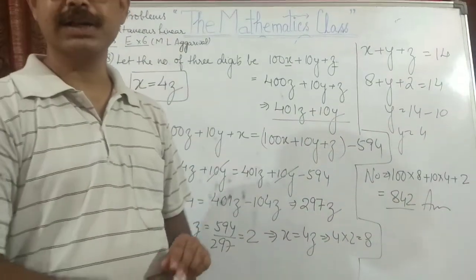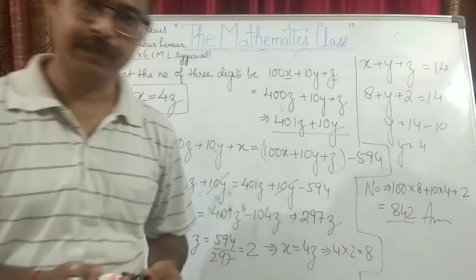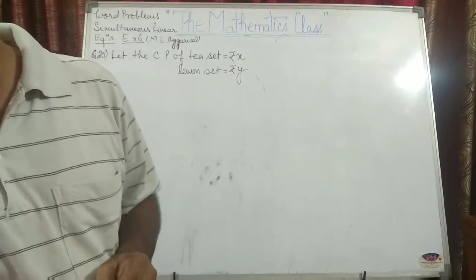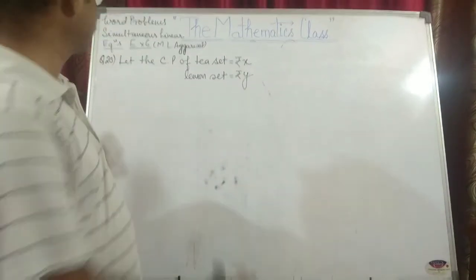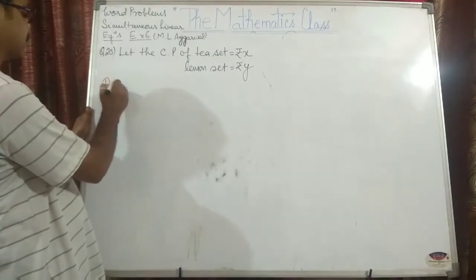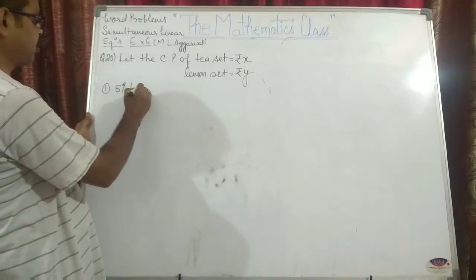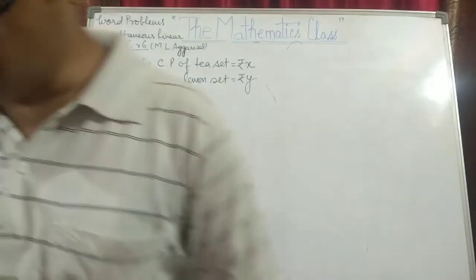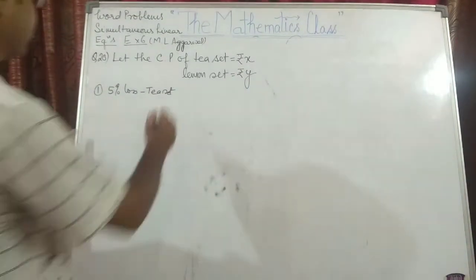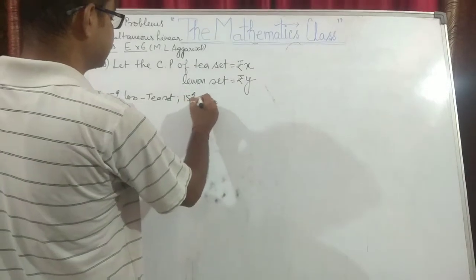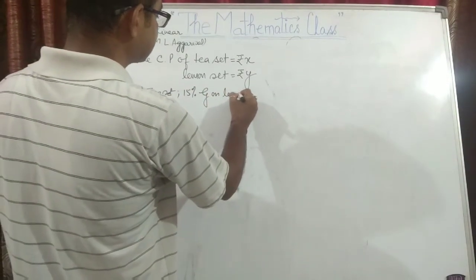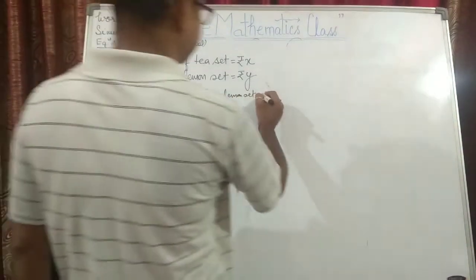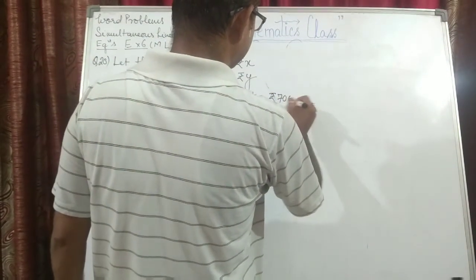Now we move on to the last one for this video, that is question number 20. Look at question number 20. I'll read out the question for you. A shopkeeper sells a tea set at 5% loss and a lemon set at 15% gain. The shopkeeper gains rupees 70. Rupees 70 is the gain.